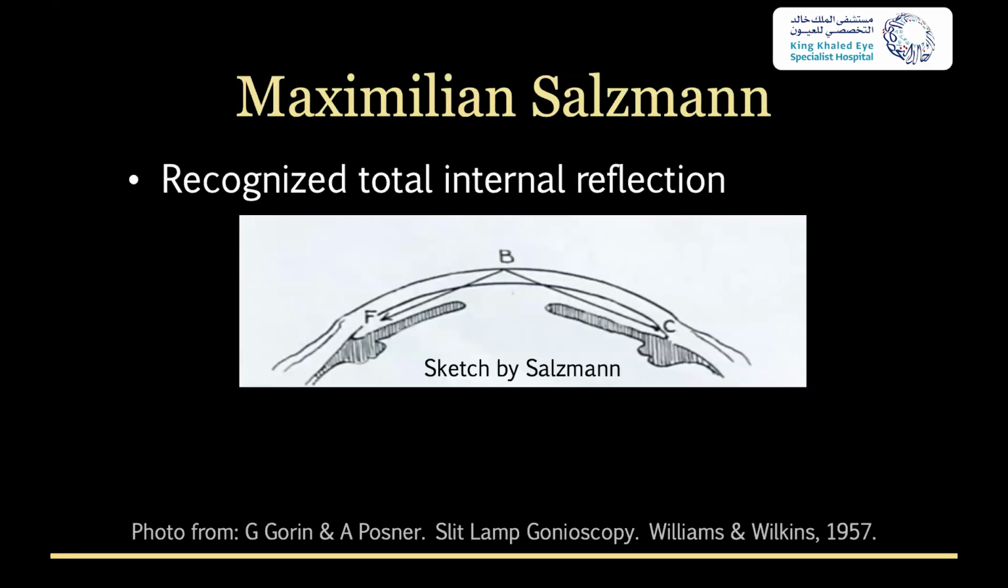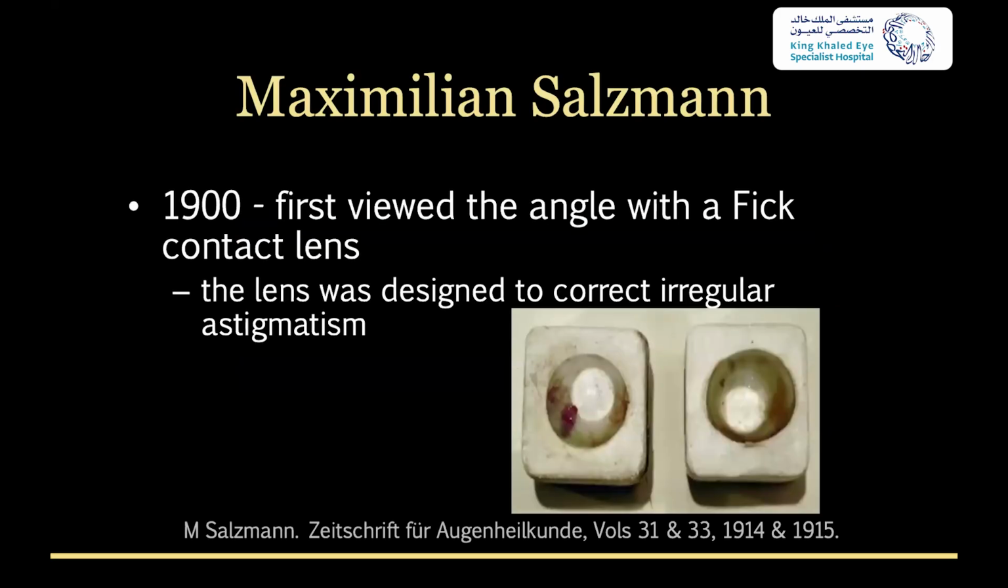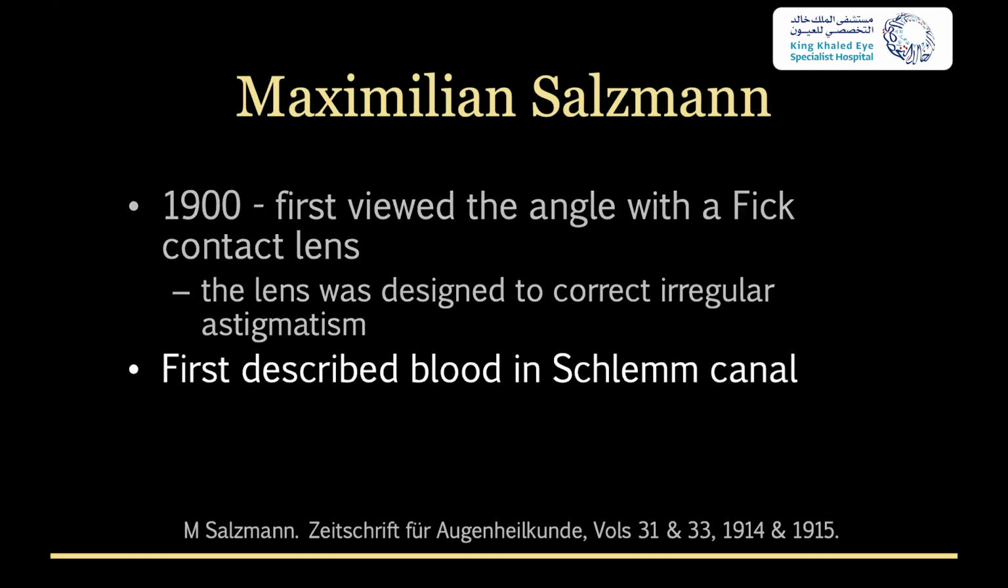Salzmann is the one who recognized this. He recognized total internal reflection, and he was the first to do gonioscopy using a lens. This was back in 1900. He used lenses that were designed to control irregular astigmatism. I can't imagine how uncomfortable these lenses were to wear, but he used them to get a view of the iridocorneal angle. He first described blood in Schlemm's canal. I find that difficult to see, but he was able to see it with this horrible equipment he had back then.